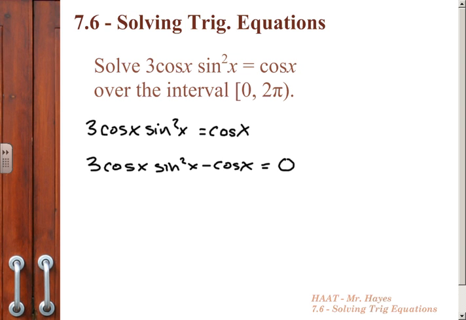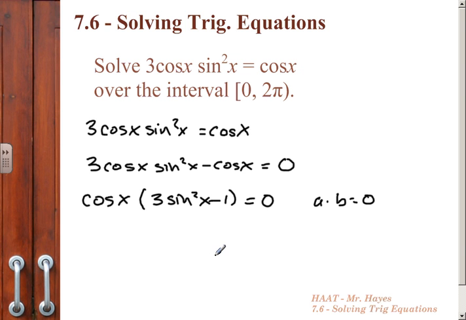And do not try to combine these two terms. You can't do it. Don't even try. So I'm going to factor out the cosine x because it's the same thing that's in between the two of them. So I have 3 sine squared x minus 1. And then by the good old a times b equals 0, zero factor theorem.